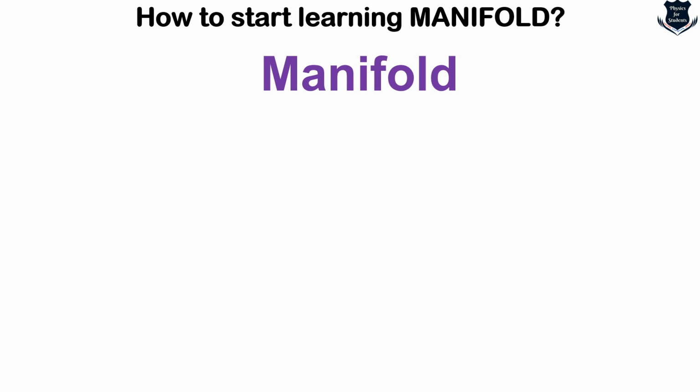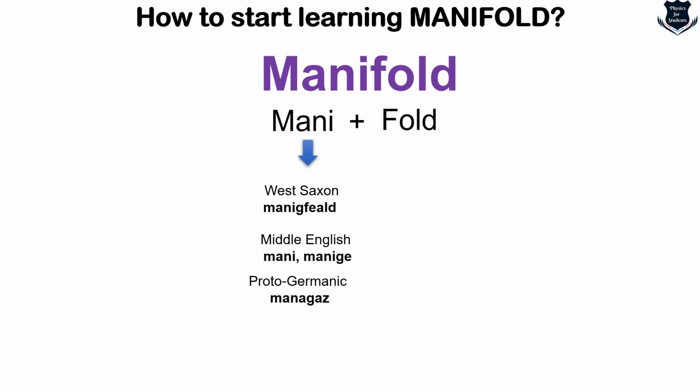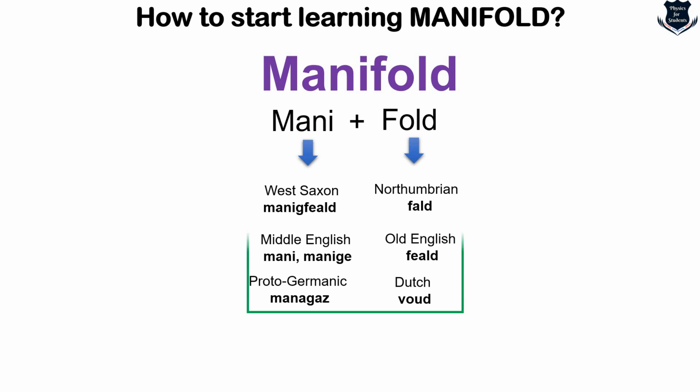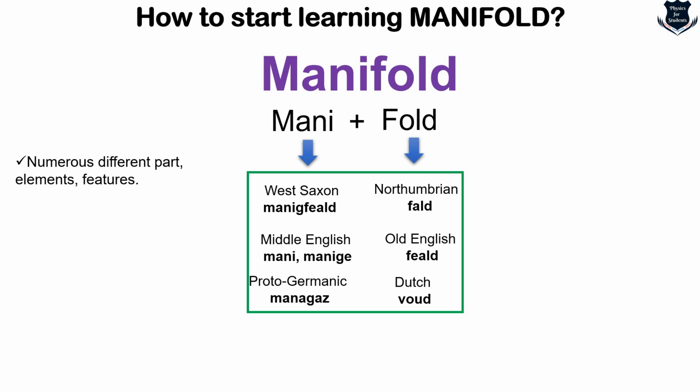If you talk of the concept as a whole, what is a manifold? It again comprises, just like differential plus geometry makes differential geometry, many plus fold makes manifold. So many is actually coming from the West Saxon and Middle English word, which is manig or managaz, which actually means many. And fold is coming from feld or field or Dutch woud, which means it is a kind of a crease. We will soon see that.